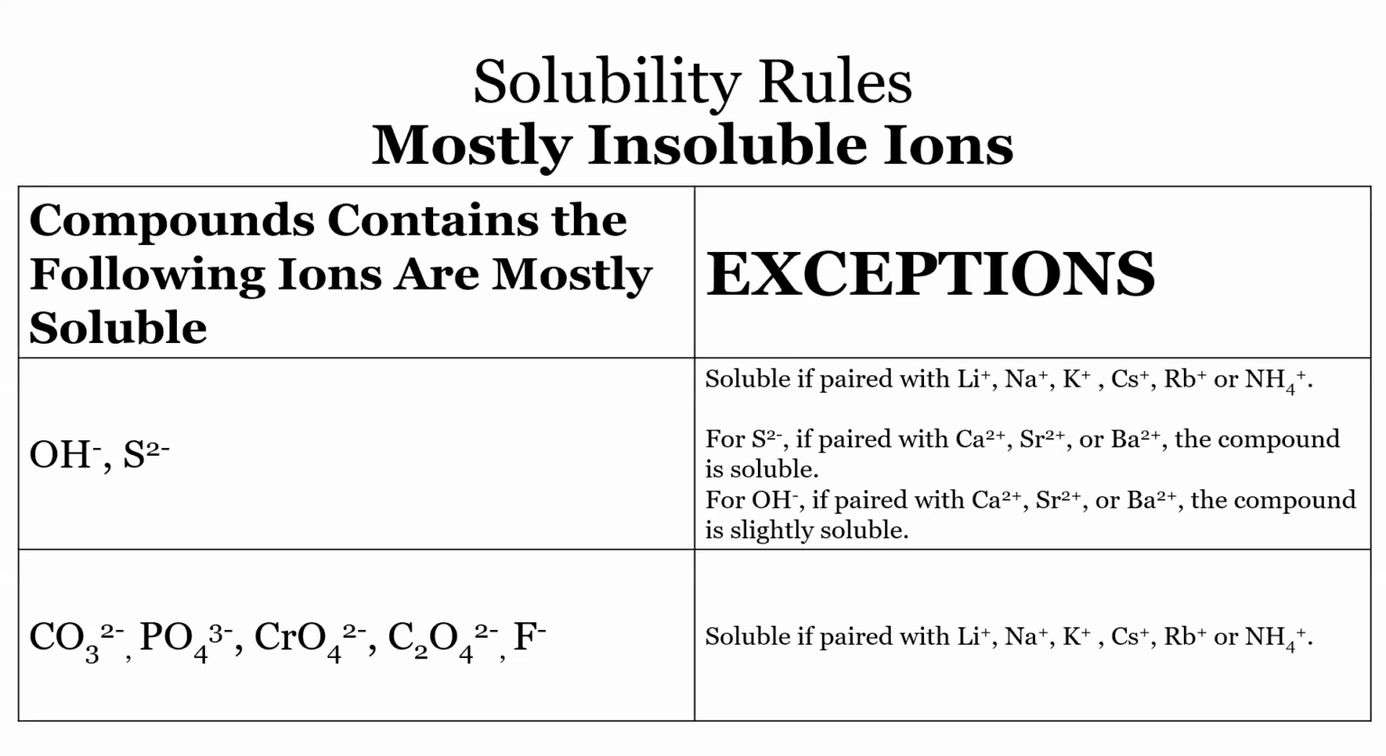Any ionic compound containing CO3 2-, PO4 3-, CrO4 2-, C2O4 2-, or F- is insoluble in water unless it is paired with any of the alkali metals, including Li, Na, K, Cs, or Rb+ ion, along with NH4+ ion, resulting in a soluble compound in water.